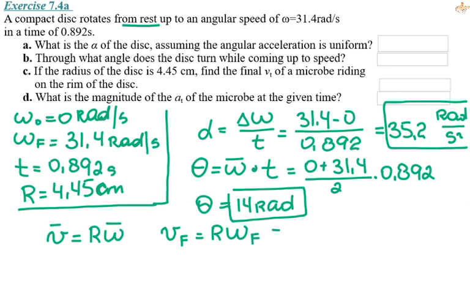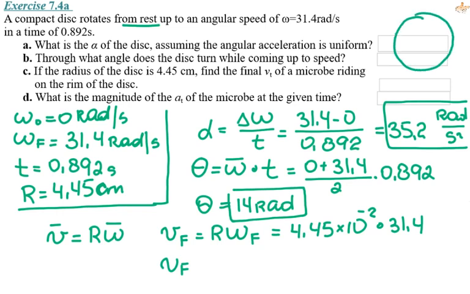So if I plug in the numbers, then I have r is 4.45 times 10 to the -2 because it's centimeters, and the final angular velocity is 31.4. So the final tangential velocity, the T stands for tangential, because if an object is moving in a circular motion, and let's say an object went from this point to this point, then the tangential velocity was in this direction, and then the tangential velocity is in this direction. So they ask you for tangential velocity or linear velocity.